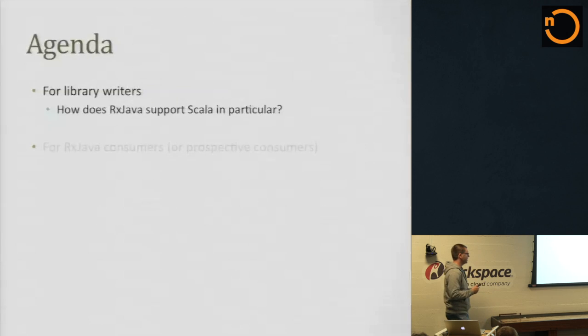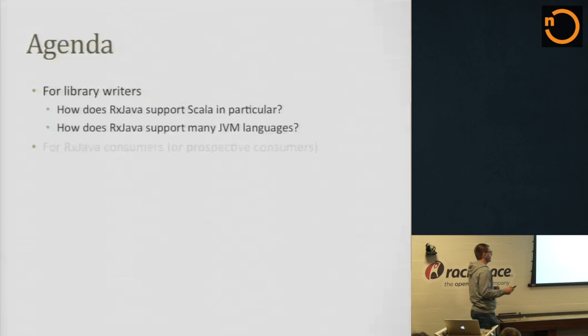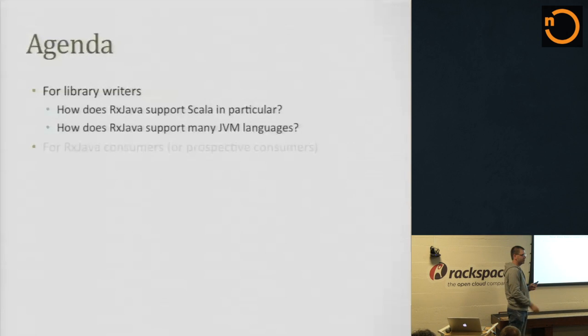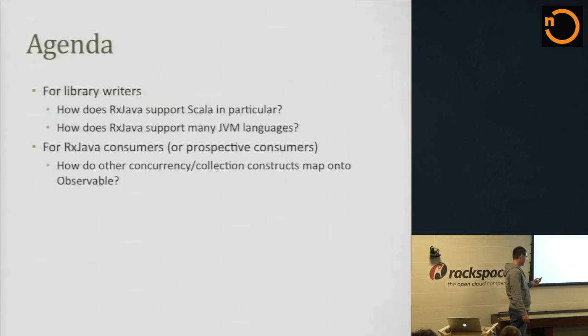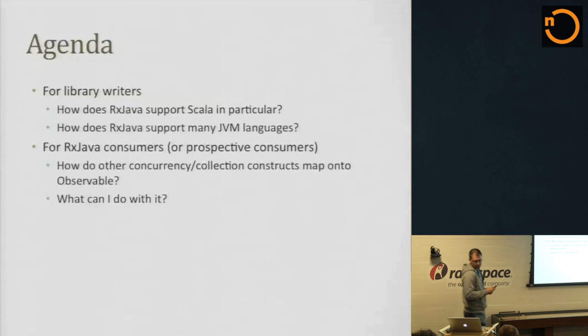So the first point is going to be, since this is obviously a Scala meetup, how does RxJava support Scala in particular? And the next bit is, how does RxJava support the other JVM languages? For consumers, how do the concurrency and collection primitives that are well known in the Scala community map onto observable? I'll show some pretty trivial code which maps things like iterables and futures onto this observable abstraction. And finally, I'm going to end up with a demo. What can I do with it? What's an example?